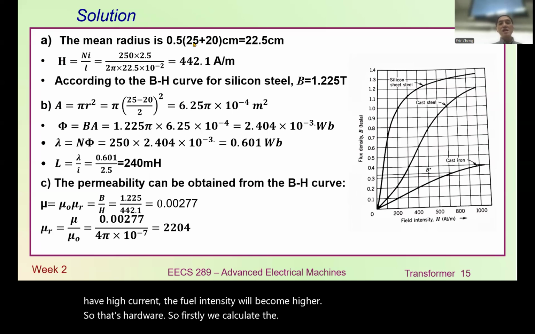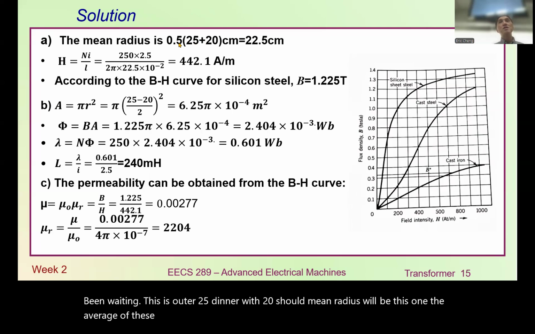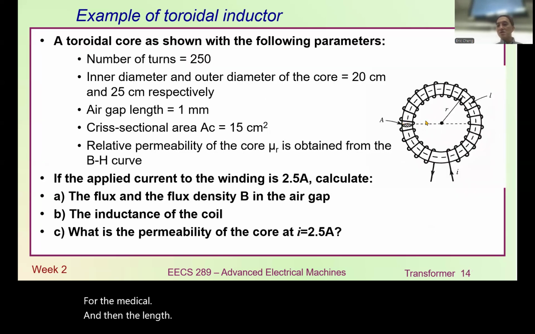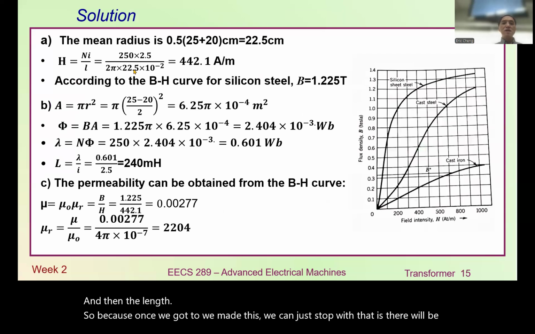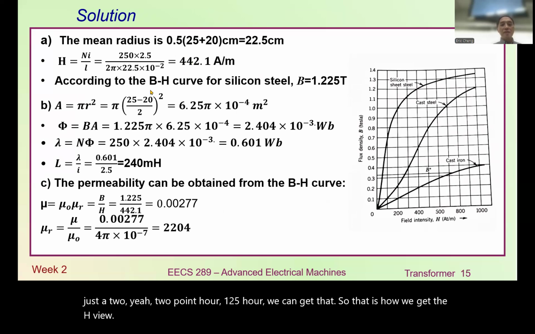The outer is 25, the inner is 20, so the mean radius is the average of these two, divided by 2, right? Then we get the mean radius for the metal core. And then the length: once we have the mean radius, the path length is just 2 pi r, right? 2 pi r. We can get that. So that is how we get the H field of 442.